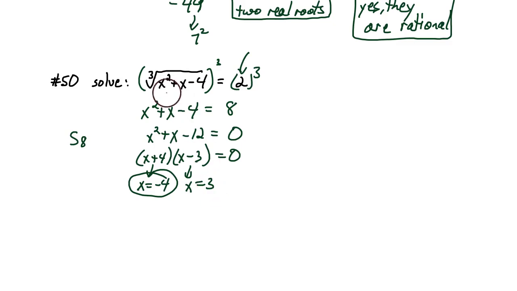Let's try 3. 3 squared is 9. 9 plus 3 is 12. 12 minus 4 is 8, and the cube root of 8 is 2. This one checks out as well.